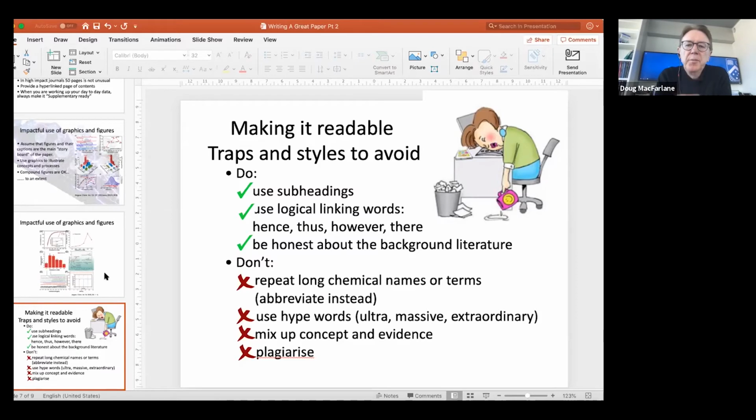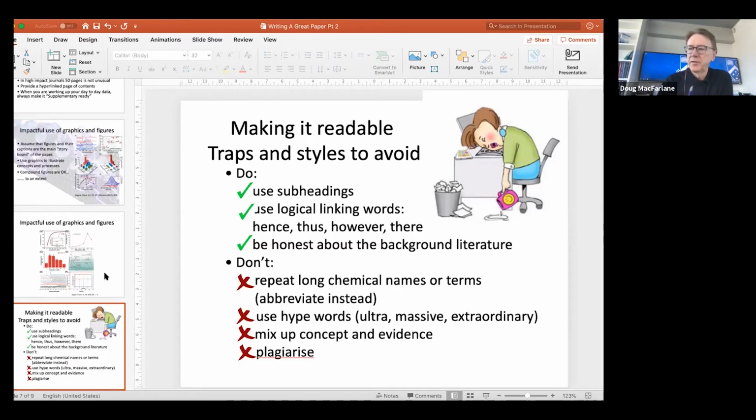Things to do: use subheadings. Long paragraphs and long numbers of paragraphs meandering from one point to the next make it very easy for the reader to start to lose the point. And that's never good. So the strategy here is to use subheadings. Later on, you might decide you don't need them, but subheadings are actually a very good strategy to help you write the paper in a logical fashion.